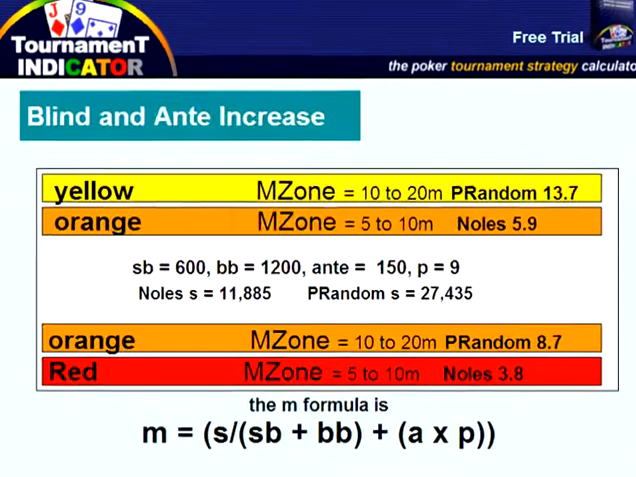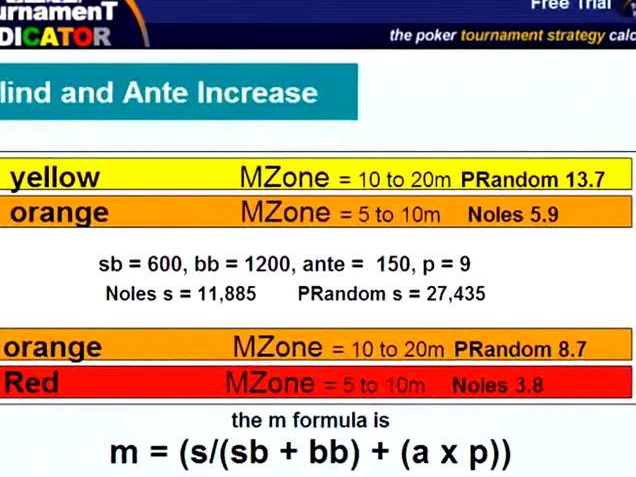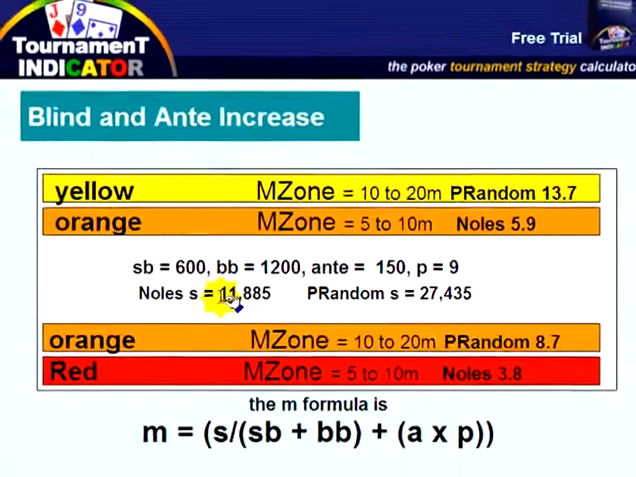Let's take a look and see what happens when the blinds increase. We can see that the present situation is 13.7 and 5.9, the yellow zone and the orange zone for those two players. But let's say that the blinds have gone up. The small blind is now 600, the big blind is 1200, the ante is 150, but there are still 9 players at the table. Let's assume the exact same stack size.